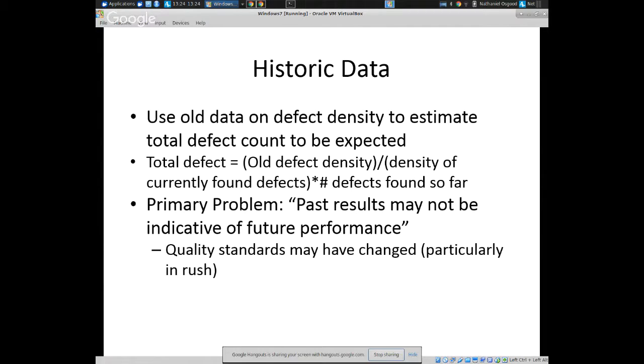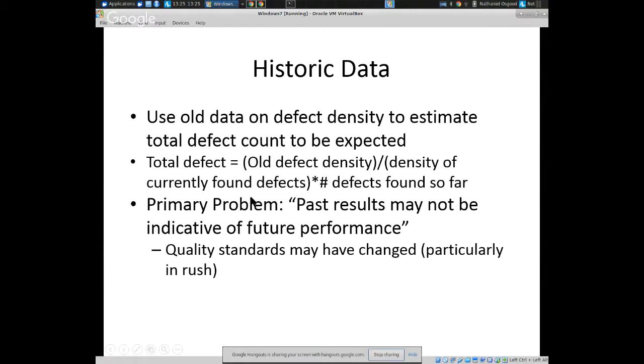Okay, so this would provide an estimate, say, of 250 defects. So the total number of defects out there is estimated to be this. It's reflecting the fact that you found a certain number of defects so far, and you have a certain density of found defects thus far.